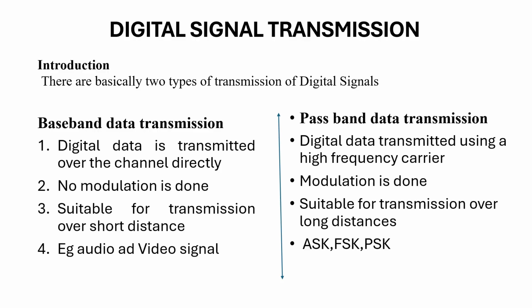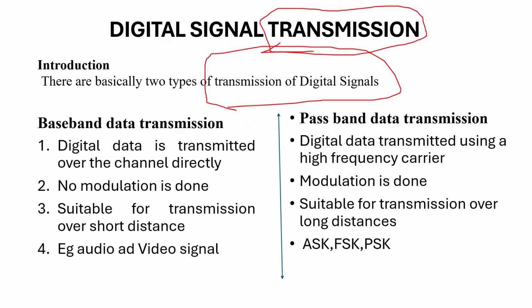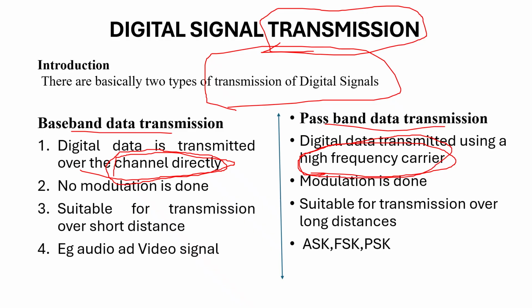Okay, so digital signal transmission. Here, mostly we are talking about this transmission technique, right? Basically two types of transmission of digital signals are there. One is baseband and one is passband. Already we have discussed, so here now you can check the differences. In baseband, digital data is transmitted over the channel directly, so whatever data you have, you send directly, with no need to modulate. In passband you have to use a modulation technique with a high carrier frequency. So this is the major difference, right?